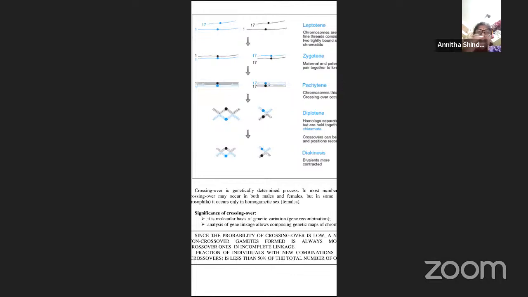So meiosis steps are the same in human beings. Which one? These, leptotene, diplotene, these are the same, no, ma'am. Yeah, these are the same. Almost, we have all of them, yeah.